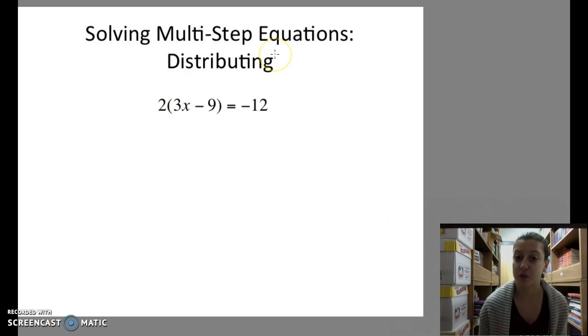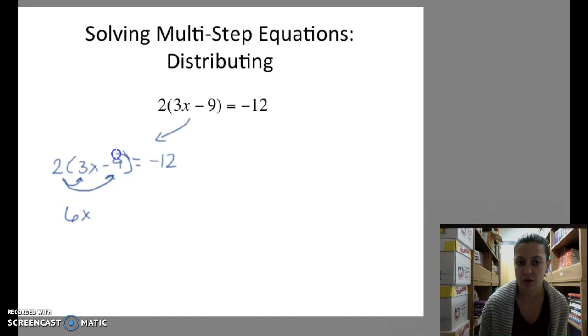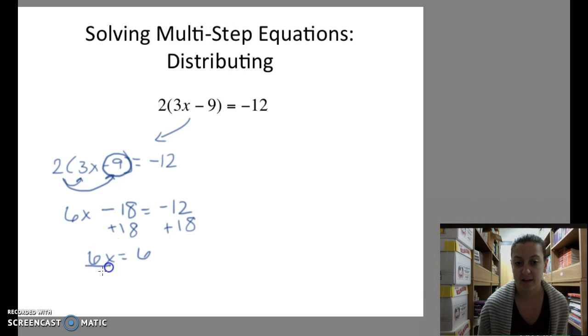Distributing. You have 2 choices here. I'm going to do this 2 ways. 2 times 3x minus 9 equals negative 12. Your first choice is to distribute the 2. 6x. But you need to make sure to distribute. Now, if distributing is your weakness, you might not want to choose this. Negative 18 equals negative 12. Add 18, 6x equals 6. And then when we divide by 6, we get x equals 1.